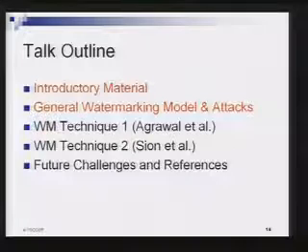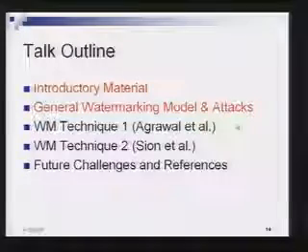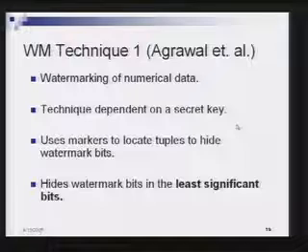So we have talked about two sections, the introductory material and the general watermarking model. Now we will go ahead and talk about one of the techniques used in watermarking, and it is the first proposed watermarking technique for relational databases. So what are the main points of this technique? They are going to watermark numerical data. The technique is dependent on a secret key. So it's until now working with our model, right? You need a secret key.